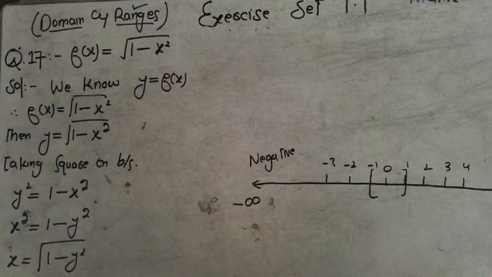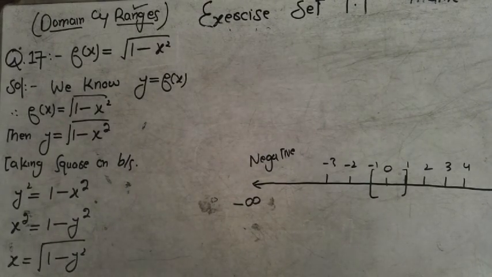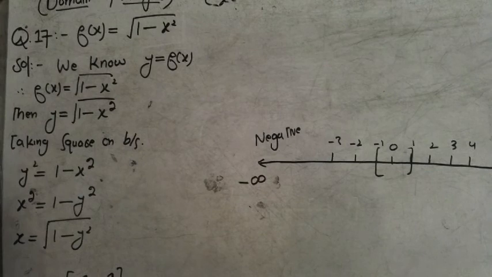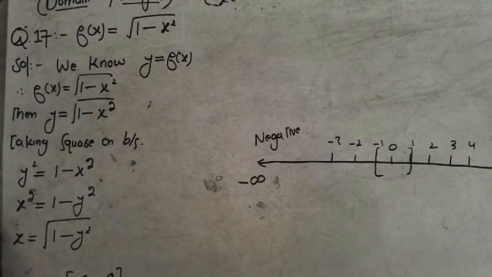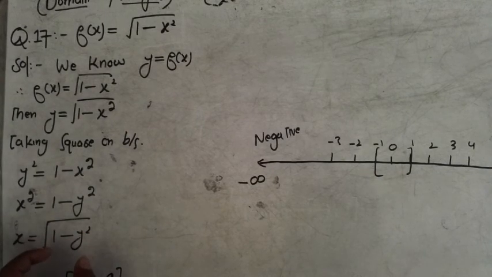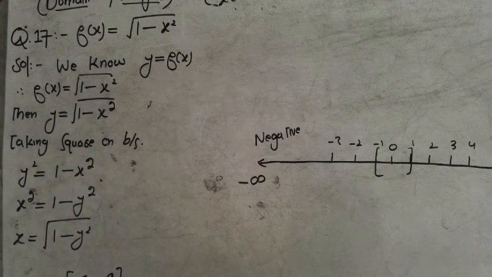Now we take a square root on both sides. When we take a square root on both sides, the square and square root cancel each other. Only x is left, which is equal to the square root of 1 minus y square. So now we will put the value of y in this equation.